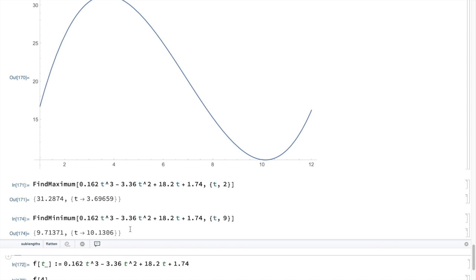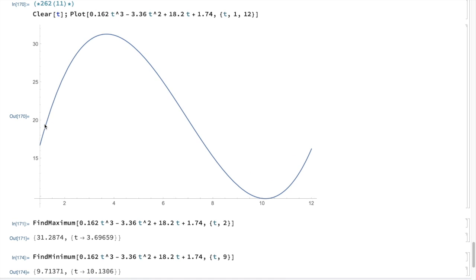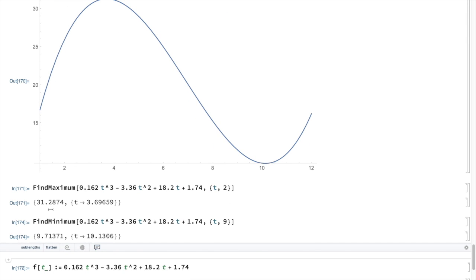Okay, C, find the mean of the two temperatures in part B. The mean of the two temperatures in part B, okay. That's really weird. Okay, so I actually need to take the mean of these two temperatures then. So this is the temperature that occurs in March, and this is the temperature that occurs in October. What's the average of these two?